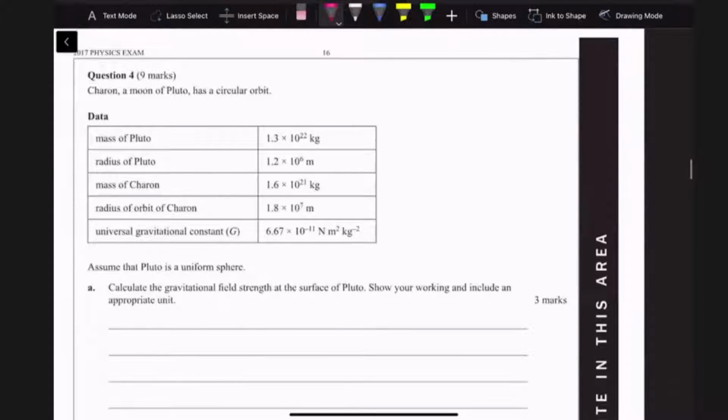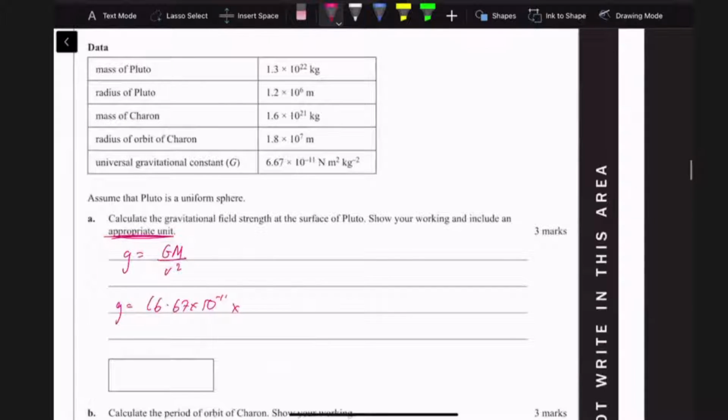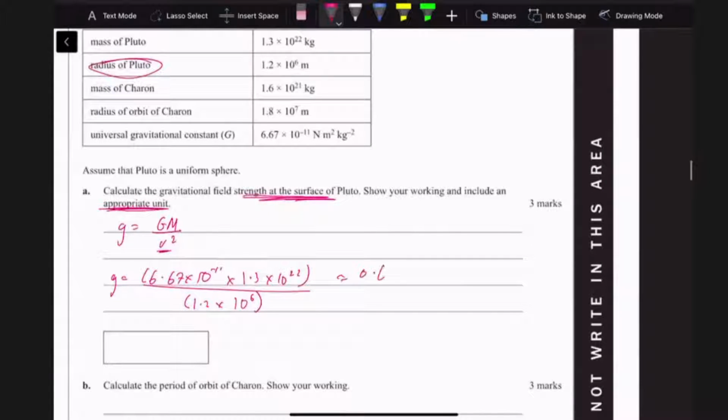So question 4, we're asked to calculate gravitational strength, and an appropriate unit. So we know g equals GM on R squared. So G is 6.67 times 10 to the negative 11 times M, which is always the mass of the planet. So 1.3 times 10 to the 22 on R squared. So 1.2 times 10 to the 6. And the R, always be careful where it's from. In this case, it's asking for at the surface of Pluto, so we can just use the radius of Pluto. And this comes out to 0.6.